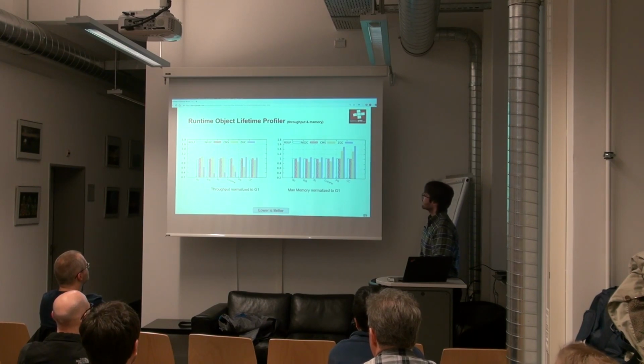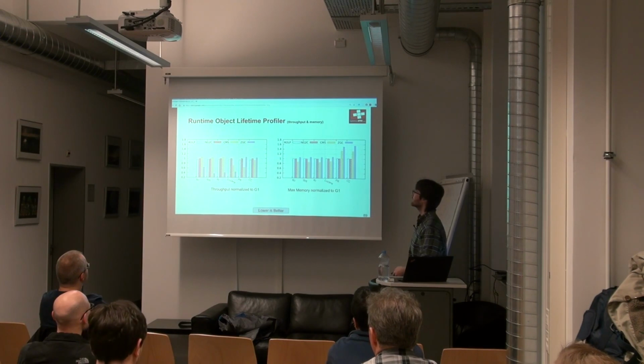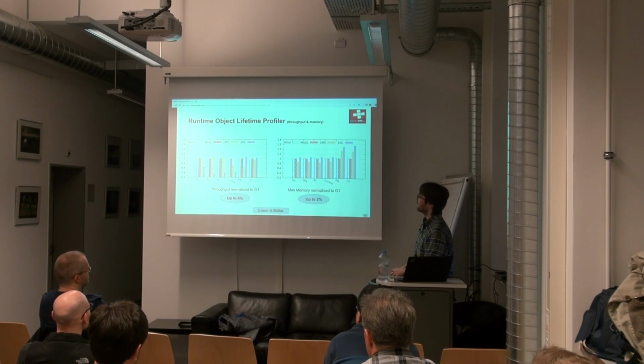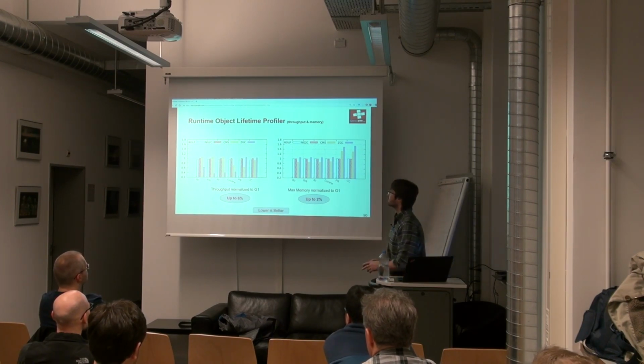Okay, so for throughput, nothing comes for free, obviously. We have up to 6% of throughput overhead compared to Garbage First, which I don't think is a very big problem compared to the reductions in pause time. I would say that the interesting plot here is also the ZGC.